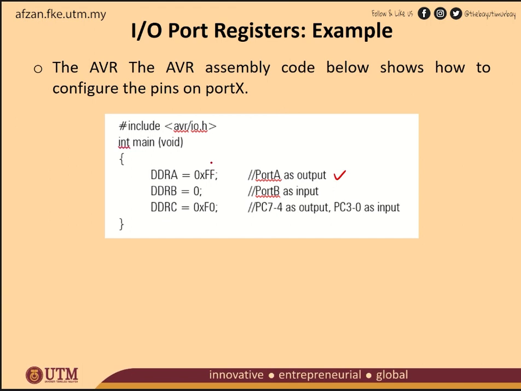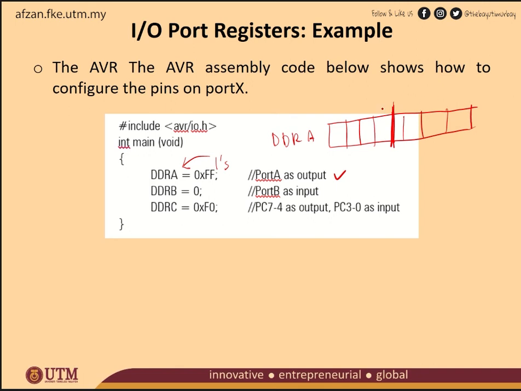Why? Because you send 1 to your DDR. Something like this, you draw your DDR. So this is your DDR, 8 bits, this DDRA. What value do you send out to your DDRA? FF, since it is 8 bits.